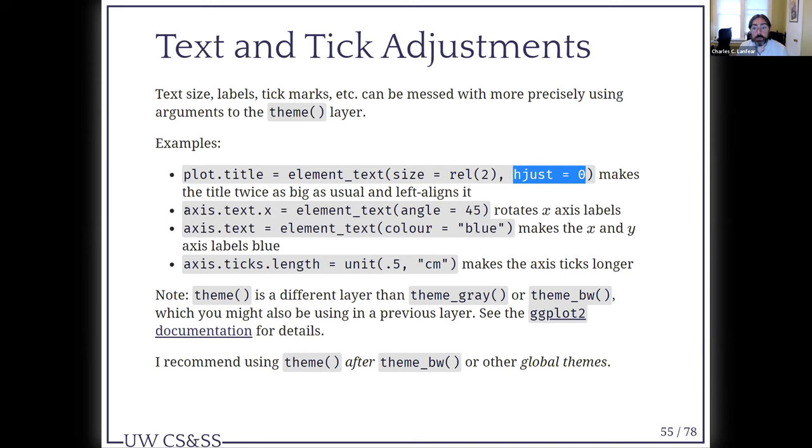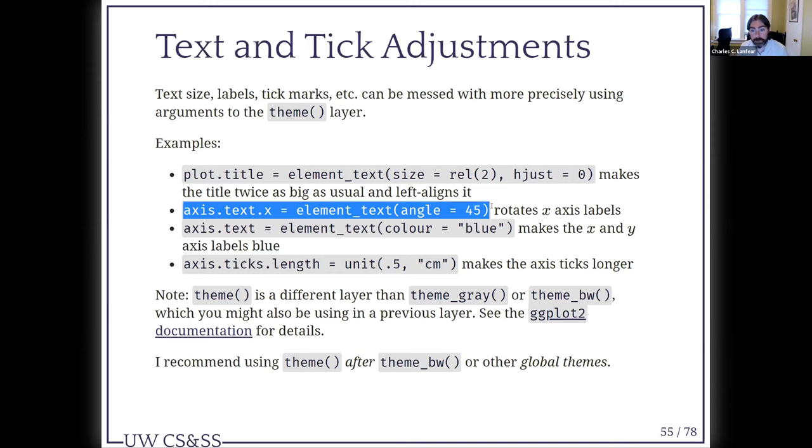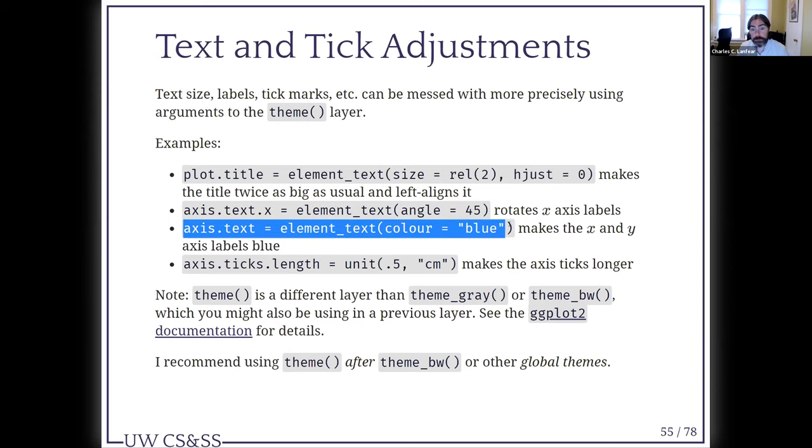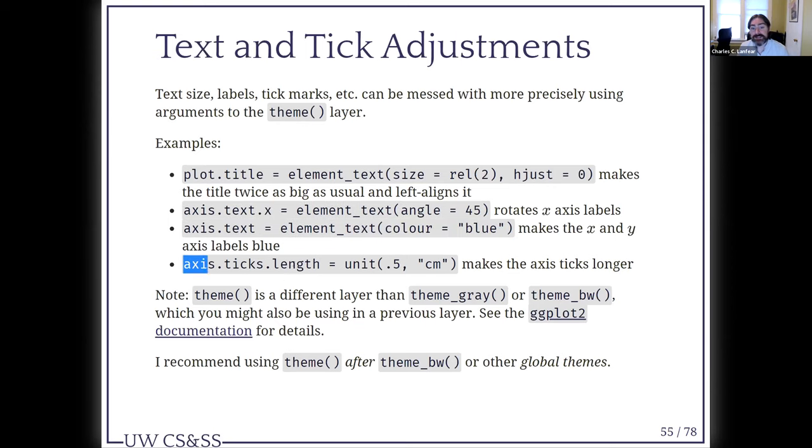You could do things like rotate your x-axis labels. You could make your labels blue. You could make your axis ticks longer. There's all sorts of things you can mess with. You're welcome to mess with these things in your homework or do whatever you want. See if they work, ask in lab how to do some weird things. I won't dwell on them because there's an infinite supply of things you can do. But you can modify basically everything in it, and most of that happens in the theme call.